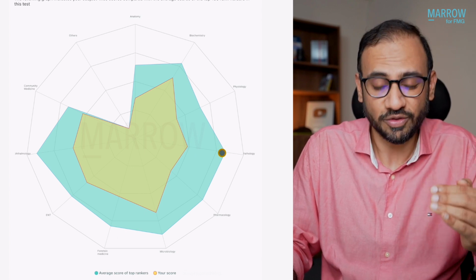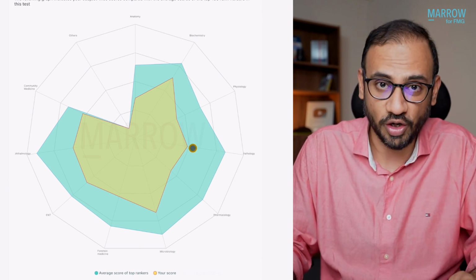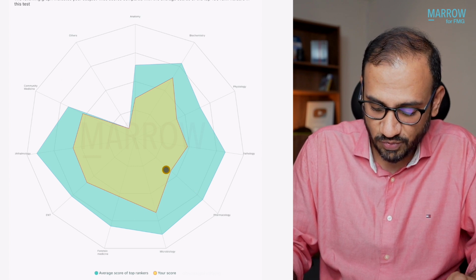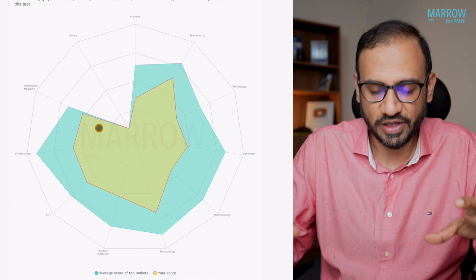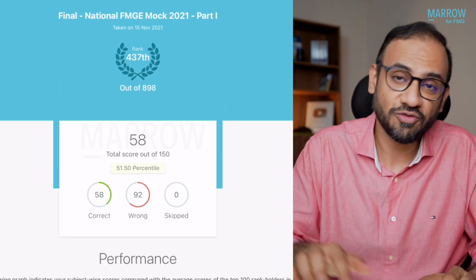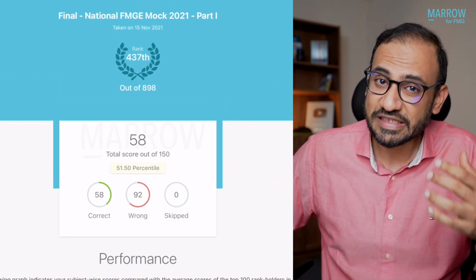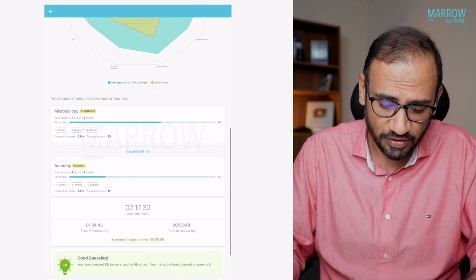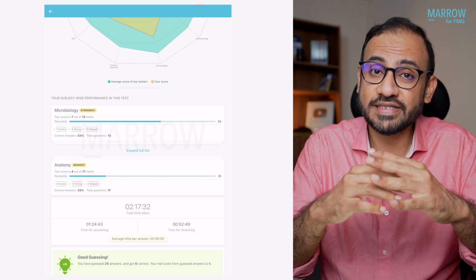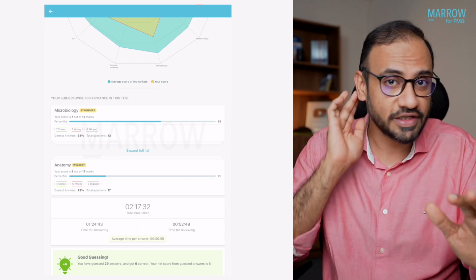Matlab you're way below in terms of knowledge from toppers. Your pharmacology is also weak, your microbiology is weak, your forensic is weak, ENT is weak, everything is weak. That is why you're somewhere over here, 437. Your preparation level is not so good in this particular grand test. Now, if you come down, this is a subject-wise split of the grand test, right?